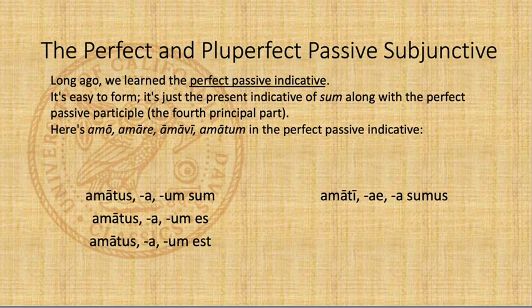Amati, amatae, amata sumus. We were loved, we have been loved. Amati, amatae, amata estis. Y'all have been loved, y'all were loved. Amati, amatae, amata sunt. They were loved, they have been loved.